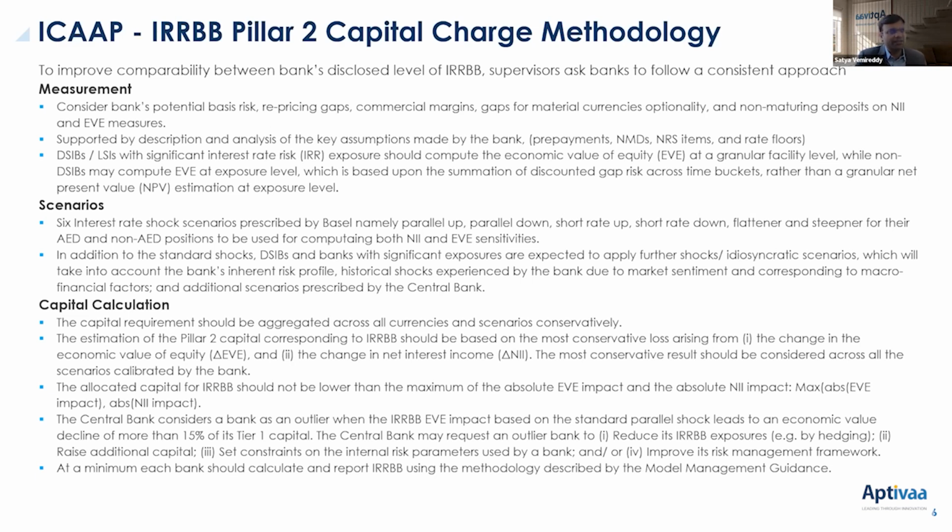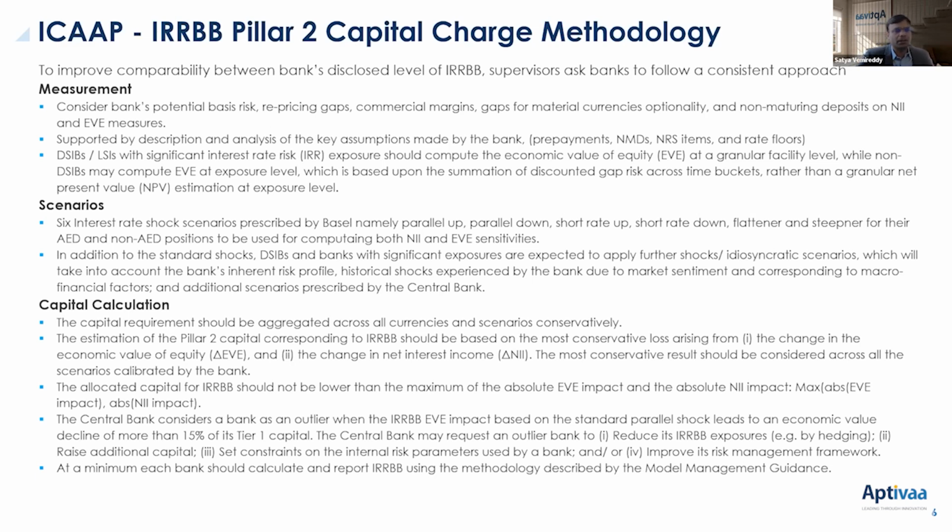But the current guidance specified by CBUAE asks banks to compute all the 6 shock scenarios for both NII and EV. And of course, as per Basel, the NII sensitivity should be computed separately for all material currencies. A material currency is any currency which has more than 5% of either the asset side or the liability side. It should be considered a material currency, and NII and EV sensitivity should be computed separately.